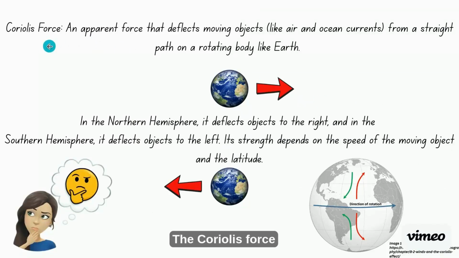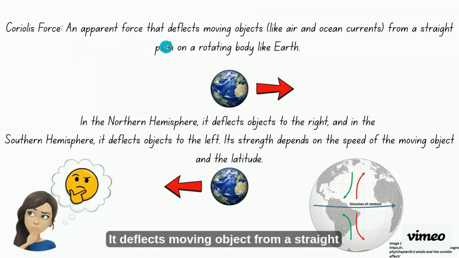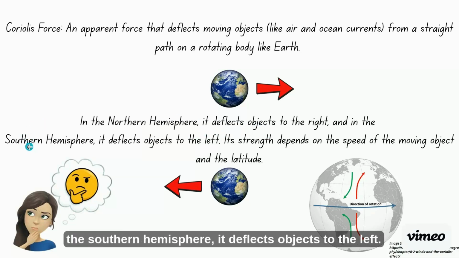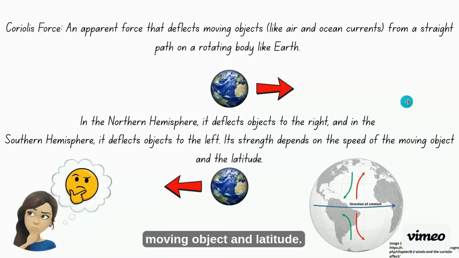The Coriolis force is an apparent force that deflects moving objects from a straight path on a rotating body like the Earth. In the northern hemisphere, it deflects objects to the right and in the southern hemisphere it deflects objects to the left, and its strength depends on the speed of the moving object and latitude.